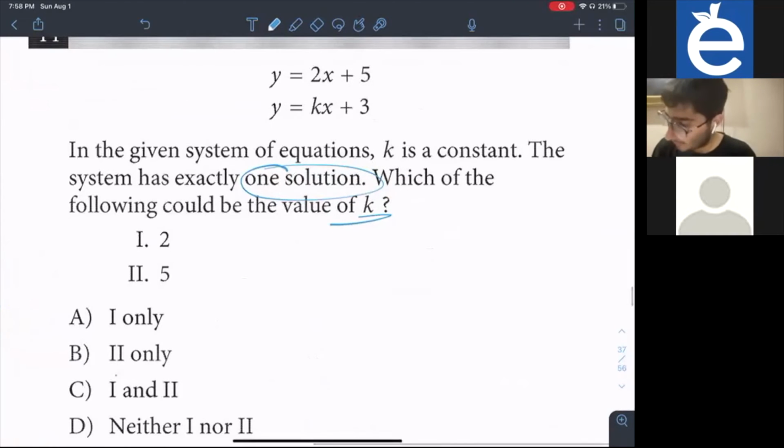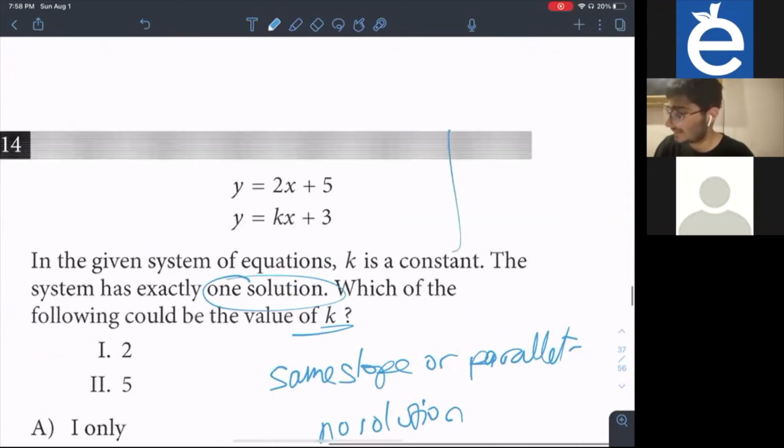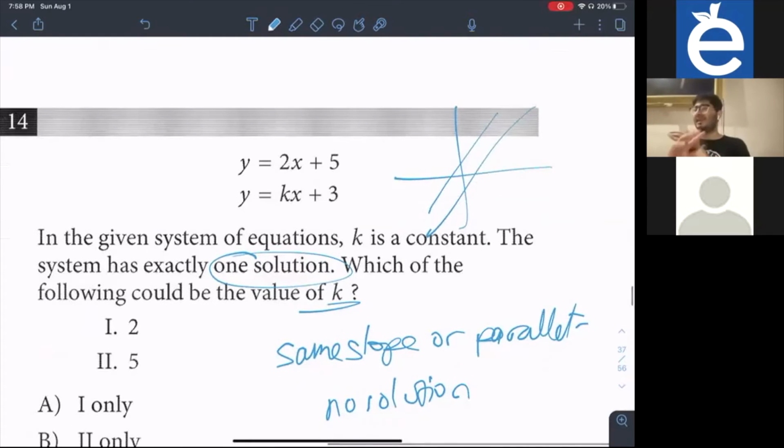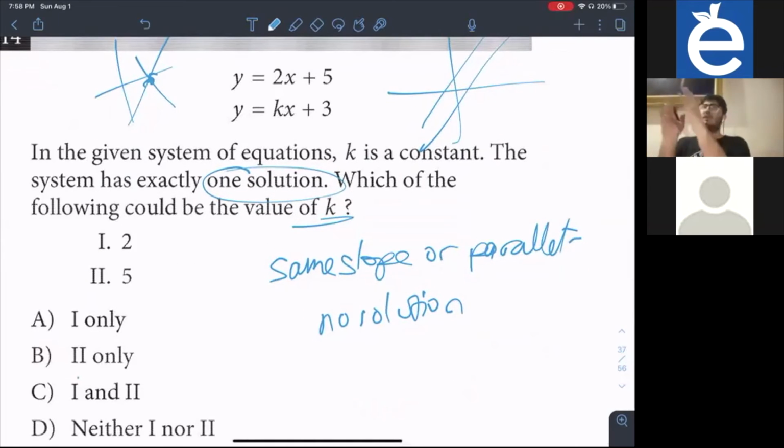So we have to know that if the lines have the same slope, or are parallel, then there are no solutions. And this makes sense because if they're parallel, they will never intersect. A solution is when they intersect at one point like this. This would be the intersection point. That would be a solution. But if they're parallel, they will never intersect, meaning that they would never have a solution or intersection. That's why same slope or parallel lines have no solution.